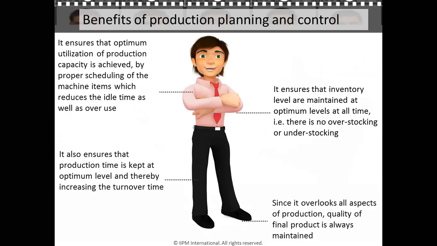Now, what are the benefits of production planning and control? It ensures that optimal utilization of production capacity is achieved by proper scheduling of the machine items, which reduces the idle time as well as overuse. It ensures that inventory levels are maintained at optimum levels at all times, that is, there is no overstocking or understocking. It also ensures that production time is kept at an optimal level, thereby increasing the turnover time. Since it overlooks all aspects of production, the quality of the final product is always maintained.